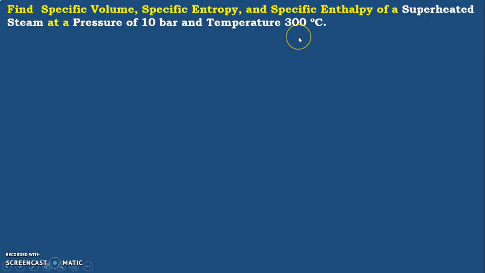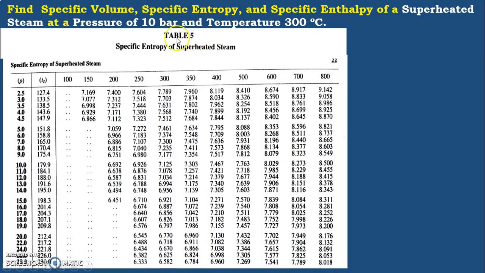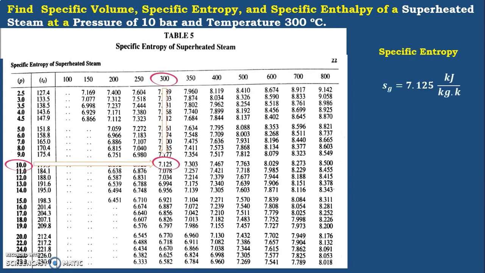Similarly, to find out specific entropy of superheated steam at a pressure of 10 bar and temperature 300 degrees Celsius, we have to use table 5. Specific entropy of superheated steam at a pressure of 10 bar and temperature 300 degrees Celsius. The specific entropy is 7.125 kilojoule per kg Kelvin.